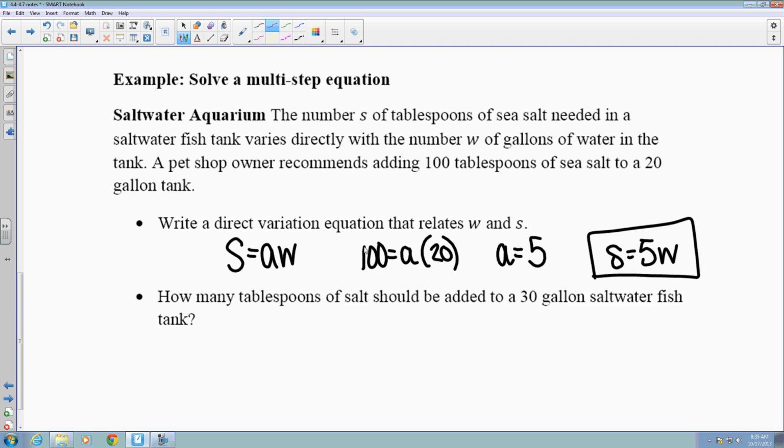How many tablespoons of salt should be added to a 30-gallon saltwater fish tank? W stands for water, so you're putting in the 30 there. And S is 150, and this is in tablespoons.